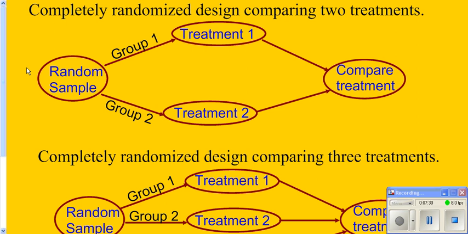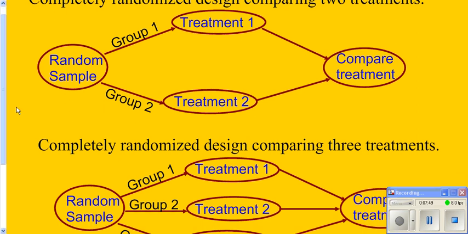A completely randomized design for two treatments, you would have a simple random sample. You would randomly assign one group a treatment. You would assign a second group a second treatment. You would get your results and you would compare the results between the two treatments.